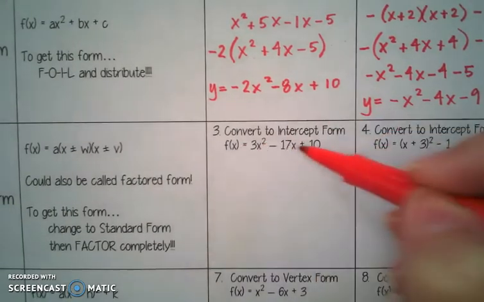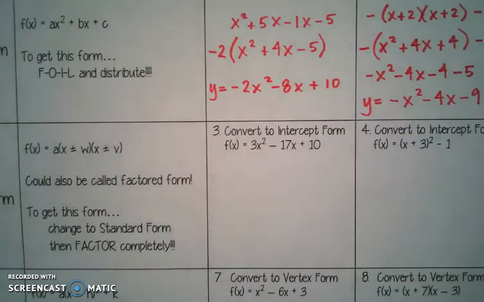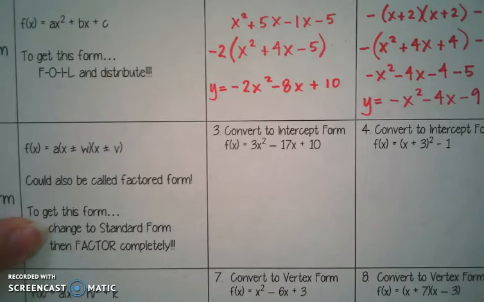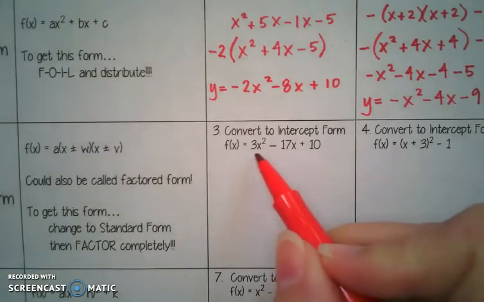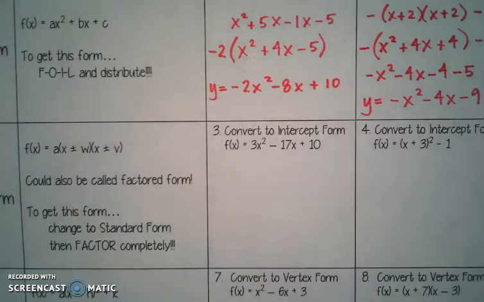So on this one, this is already in standard form. So that's taken care of. So now what we need to do is factor completely. So first thing when we factor is look for a GCF, but I don't see one.